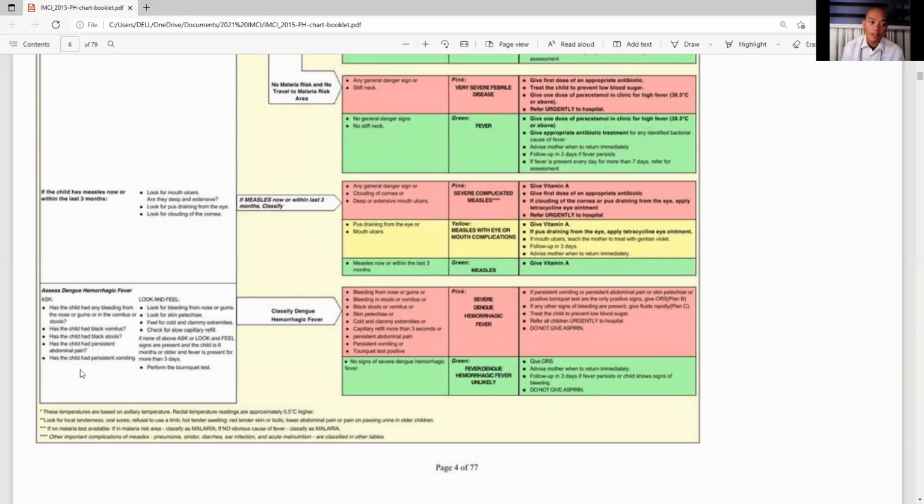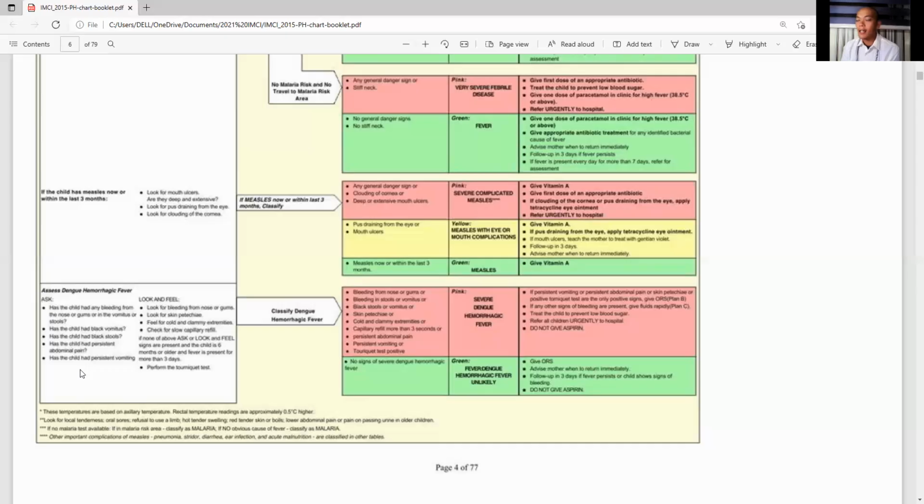These are the questions. Has the child had any bleeding from the nose, gums, or in the vomitus, or in the stool? Has the child had black vomitus? Okay, so black vomitus, it means it's coming from the stomach already. Okay, because the blood, it is bleeding in the stomach, blood reacting with gastric acids. Okay, if it stays too long in the stomach, of course hindi yan lalabas na red. Okay, because it is digested blood already. So when the patient vomits, it is black, not red.